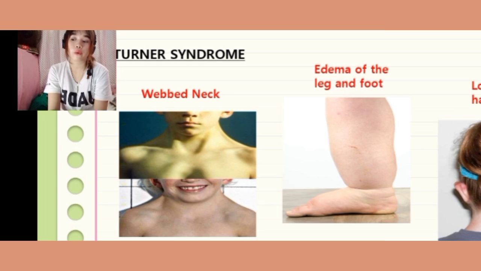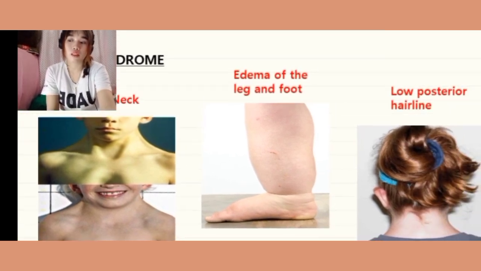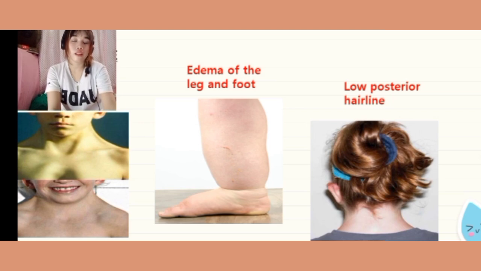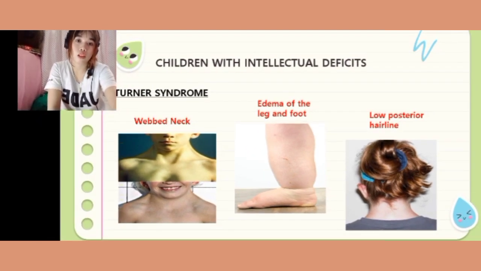And the second example is edema of the leg and foot. We see right here that the child's hands and feet are swollen or puffy at birth, and soft nails that turn upwards. And the last one is low posterior hairline, a low hairline at the back of the neck, and low-set ears. So that is the example of Turner syndrome. If you see someone with this kind of body, they may have Turner syndrome.